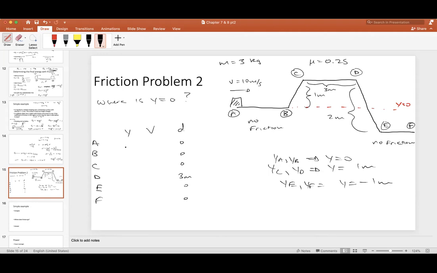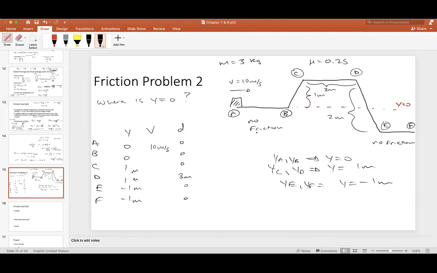But what is Y at A? 0. What is Y at B? 0. They're both along where we chose 0 to be. At C and D, it's 1 meter and 1 meter. At E and F, from D to E it dropped 2 meters, so this is negative 1 meter and negative 1 meter. V at A was 10 meters per second.